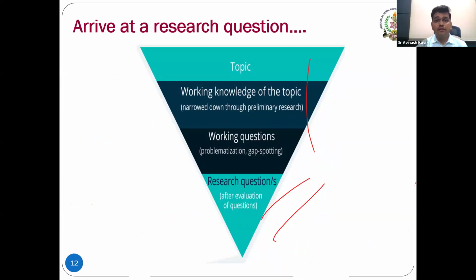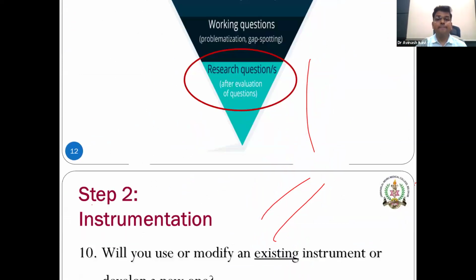So to arrive at the research question, you can use this funnel approach. This funneling approach starts with the broader aspect of the topic, then working knowledge, then depending on various questions, finalizing one question and refining it, and arriving at one strong research question, which will be the first step of designing the research proposal. So this kind of funneling approach can be helpful for research proposal design.